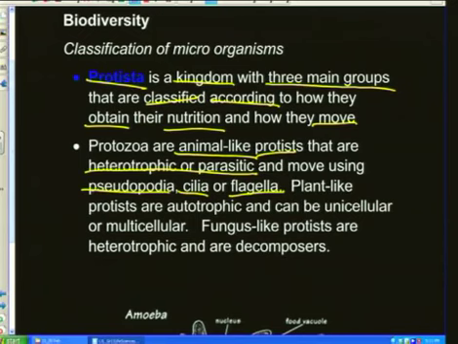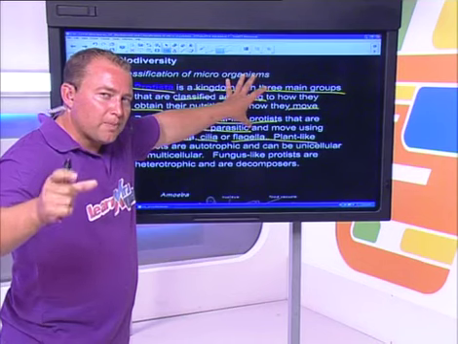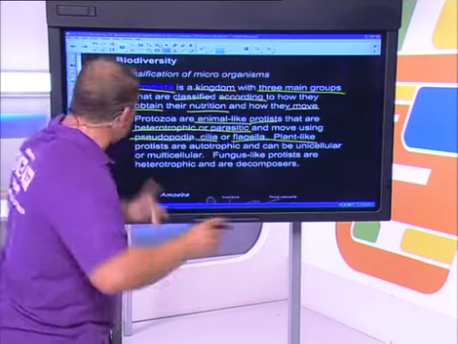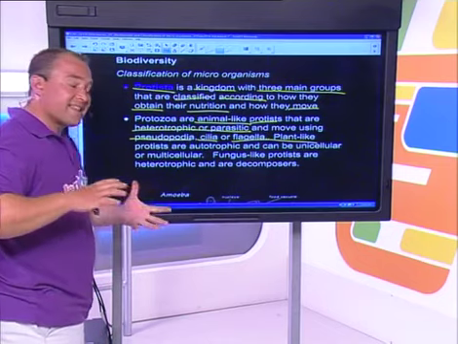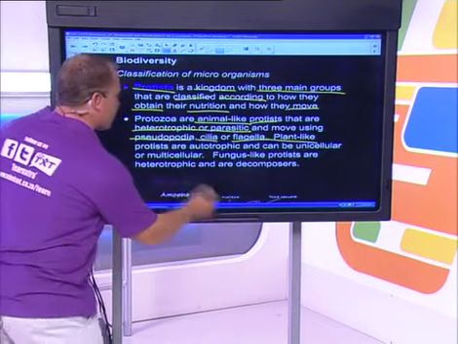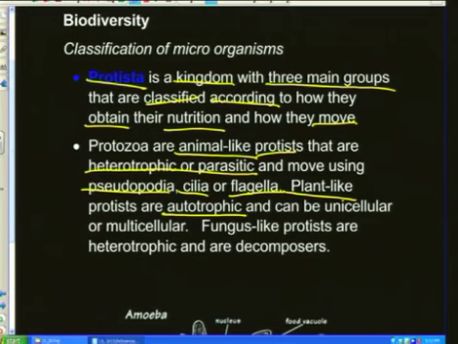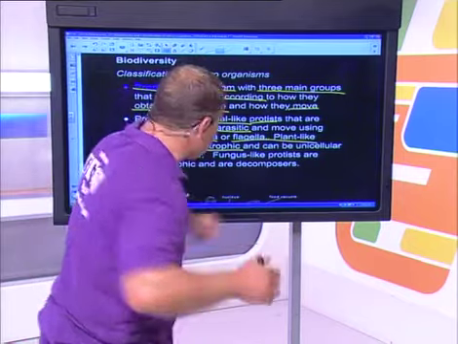Here we go. The plant-like ones. We've spoken about the animal ones. The plant-like ones have to be a plant, which means they photosynthesize. So they get their food through photosynthesis, which means they are autotrophic. Nice and easy. So you get autotrophic and you get heterotrophic, which means they are parasites as well. So there's the three.